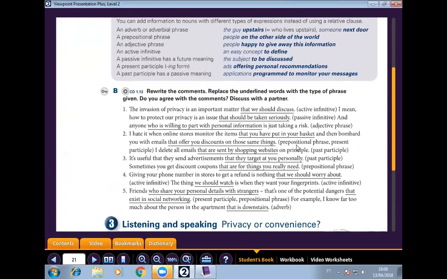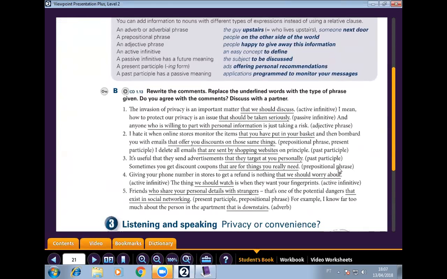Right here, we need a prepositional phrase. You have to look for the preposition. "That" is not a preposition. "You" is not a preposition. "Have" is not a preposition. "But" is not a preposition. "In" is a preposition. So from "that" to "put," eliminate. I hate it when online stores monitor the items in your basket.